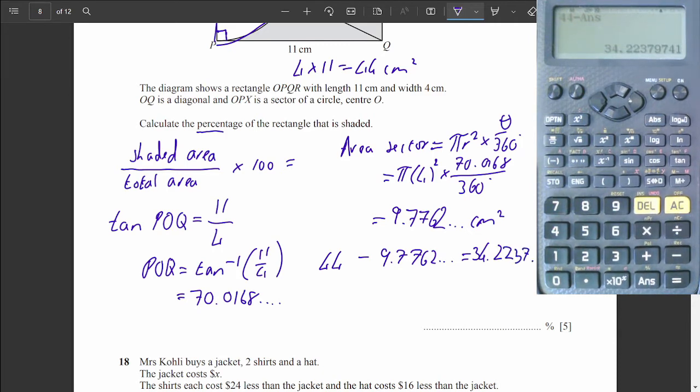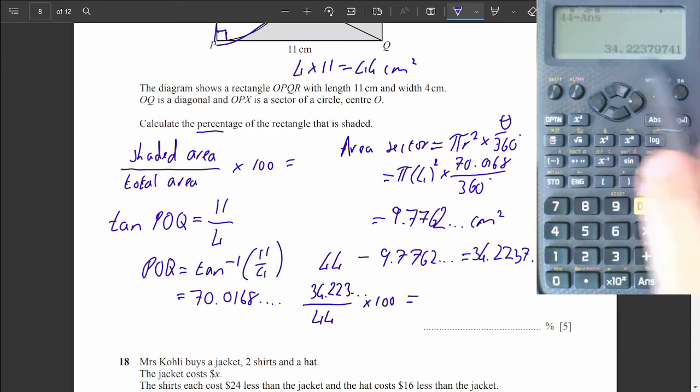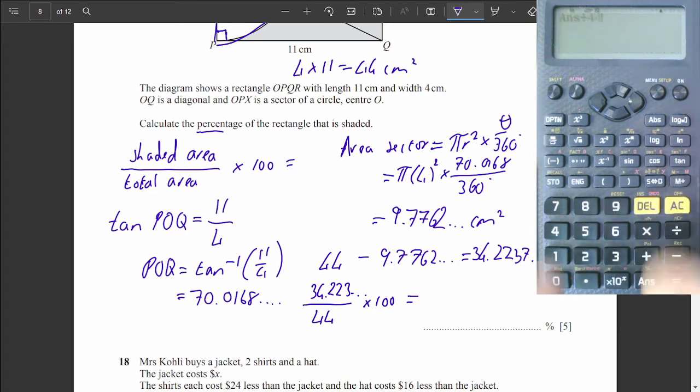Okay, now to do the percentage, we need to write down that 34.223, etc. divided by the total area, times 100. I can use the answer I have there and just divide it by 44 times 100. Get a beautiful 77.781, etc. Rounded to 3 significant figures, 77.8.